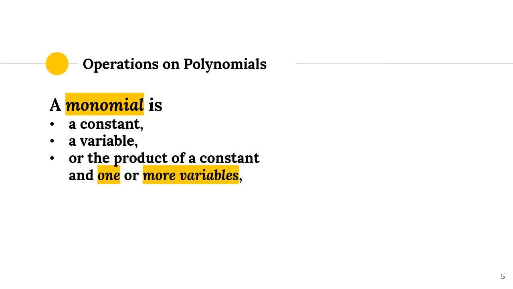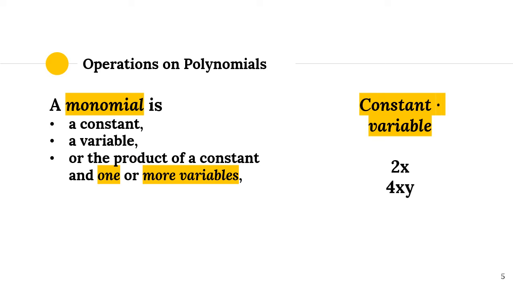You can also have a combination of a constant and one or more variables. When we combine in writing a constant and a variable or more variables, we denote the operation multiplication on it. Okay, let's have an example here. A constant multiplied with a variable: 2x, 2 times x. We have 4xy. In here we have more than one variable, variables x and y. We have xyz, 3 variables.